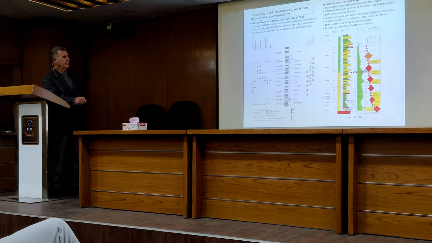This diagram kind of shows you the same stuff, but here they have vitrinite reflectance on here. So you can see some of the deeper source rocks are now in the gas window. But a lot of the source rock up here, even though it's in the oil window, is really gas prone.